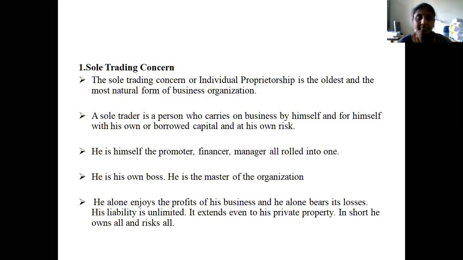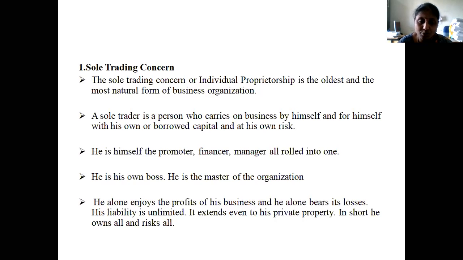So in his business, he is a promoter, he is a financier, and he is a manager. Why are we saying all these things? Because he is investing the capital. That's why he is a financier. He has to develop his own business by using his efforts.